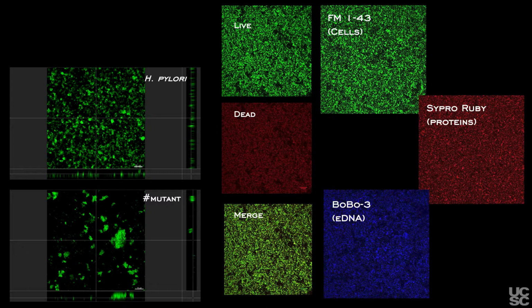Live/dead staining in the middle can also help us to distinguish between the live, the green, and the dead, the red population in the biofilm. And yes, biofilms contain dead cells that are stuck in the structure. In fact, they are considered the main origin of the extracellular DNA and proteins found in the matrix.